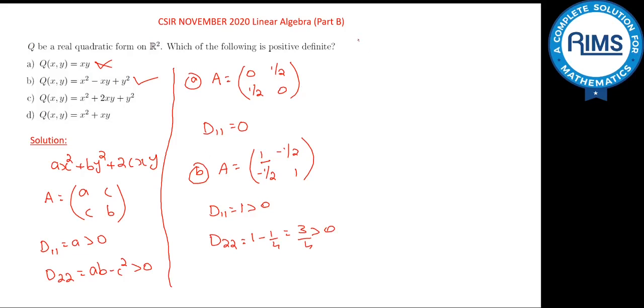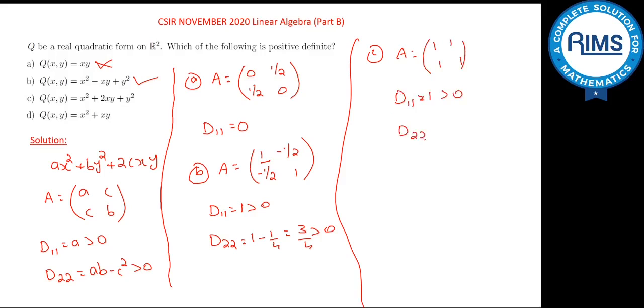Now consider option C. What is the matrix corresponding to this option? Capital A equal to 1 1 1 1, that is each entry is 1. Now what is D11? D11 equal to 1, which is greater than 0, and D22 equal to determinant of this matrix, which is 0, which is not greater than 0. Therefore this quadratic form is not positive definite.